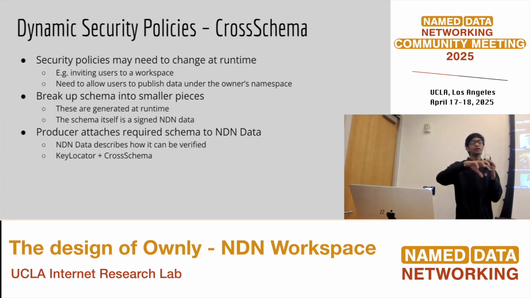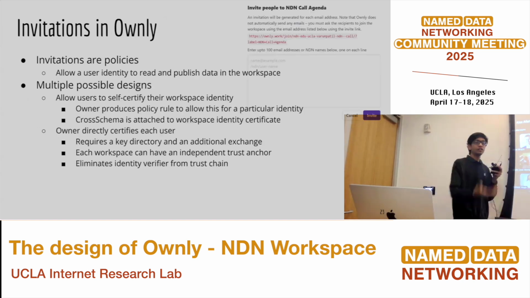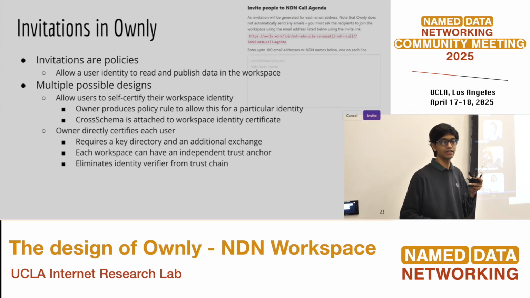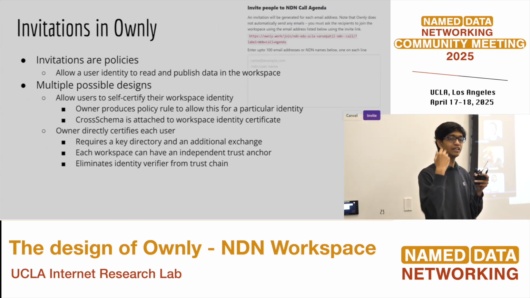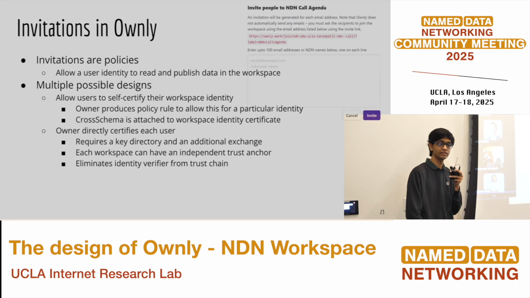And so then in the end, the data still describes how it can be verified, which is a combination of this cross schema, which is the dynamic rule, and the key locator. Together, they describe how to verify this data. And so that is how invitations work in Ownly: they are policies, they are policy rules. Whenever you invite someone, you make a rule allowing that user to publish data in that workspace. And there are two different designs here.